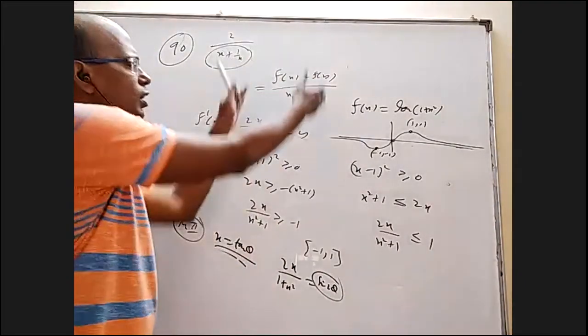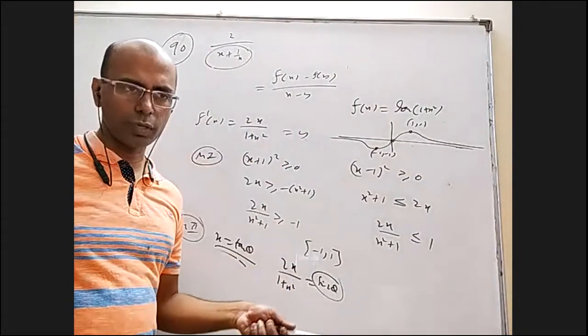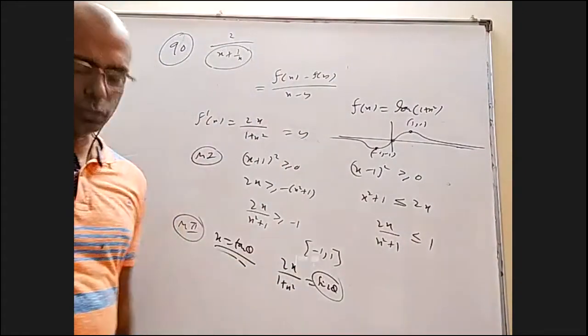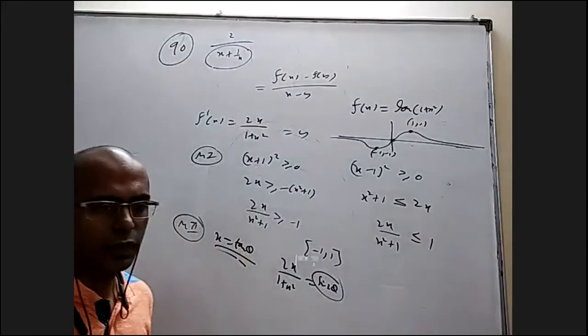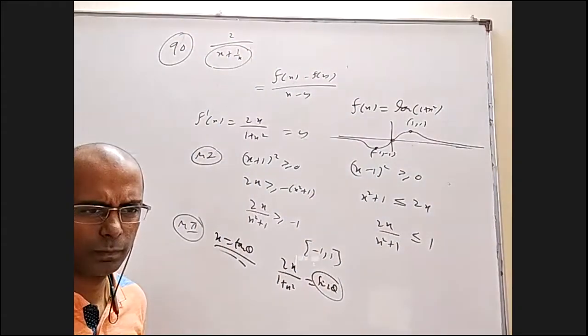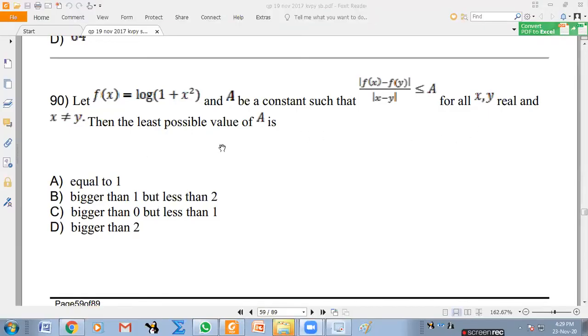Now, when you take mod of that, that will be between 0 to 1. Anything between 0 to 1 is okay. So, maximum value is 1. They wanted the least possible value. What is that? It is less than or equal to A, the maximum value. And that value is exactly 1, option A. Is it okay?